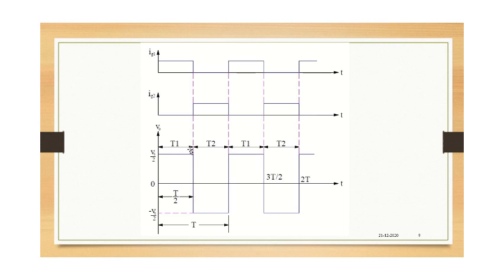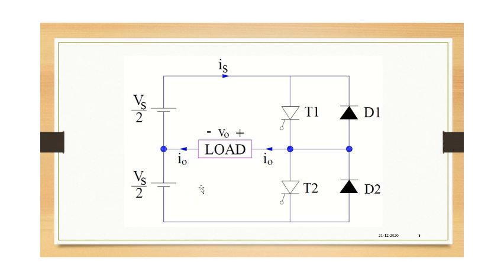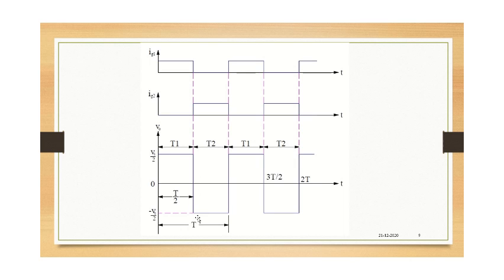So when T1 is conducting, the output, what you can observe here, is positive Vs by 2. Okay. In the next time slot, that is between T by 2 and T, when you are applying IG2, the gate triggering pulse for thyristor 2, T2 will be conducting here. So observe here, the output will be minus Vs by 2 according to the circuit explanation we had just now, right? Okay, so the output here is reversed.